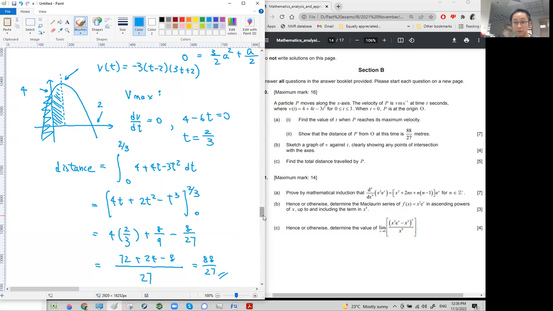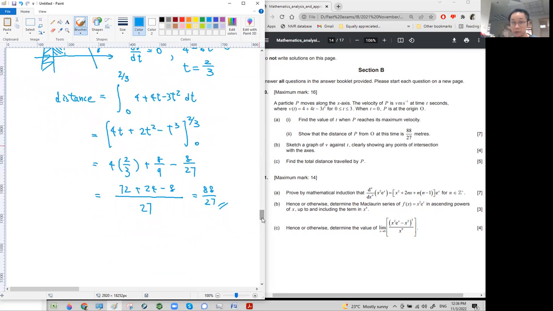And then part C is about finding the total distance. So this echoes what I said earlier on, because you can clearly see that the graph dips below the time axis after t equal to 0, indicating the object develops a negative velocity going back. For the total distance, however, this is the case where you have to integrate.